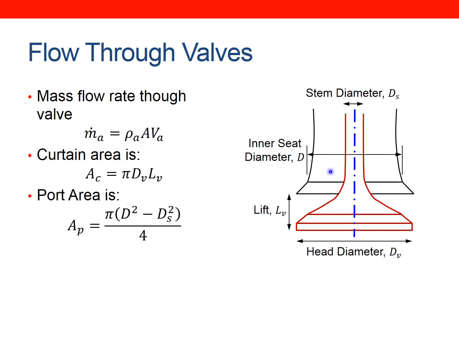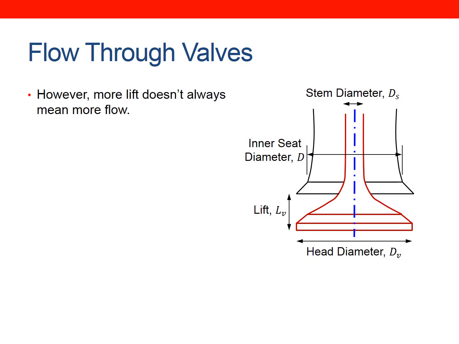But the port area at high valve lifts, this will be the restriction area, this area across here, and that port area is equal to pi r squared, but you've got to subtract the stem diameter from that as well. So it depends whether the valve is lifted a lot or a little.